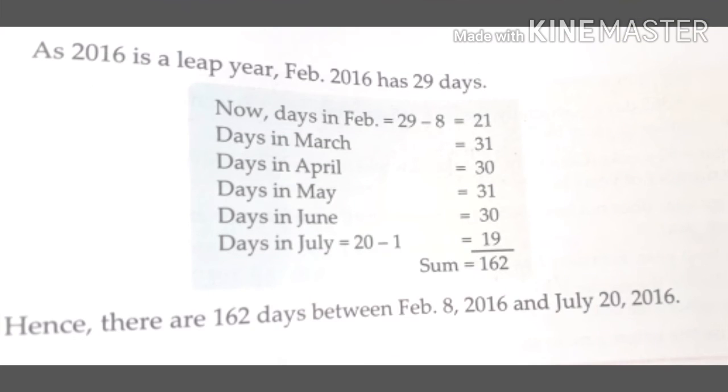So the solution is: as 2016 is a leap year, February 2016 has 29 days. Days in February: 29 minus 8 is 21. Days in March is 31, days in April 30, days in May 31, days in June 30, and days in July 20 minus 1, that is 19. The total is 162.